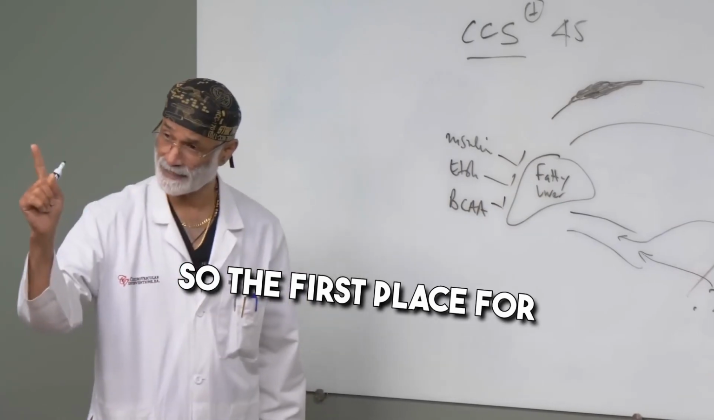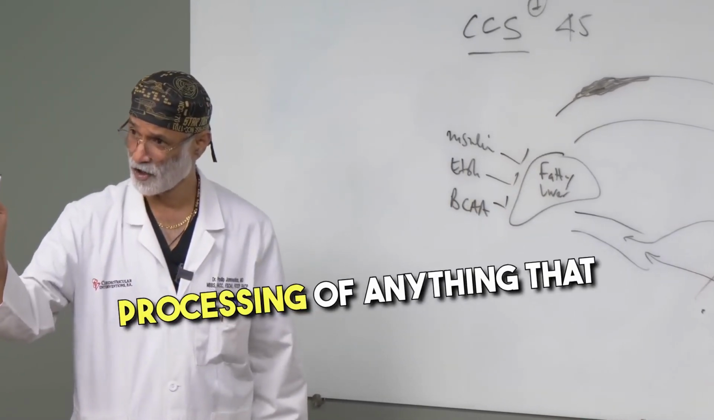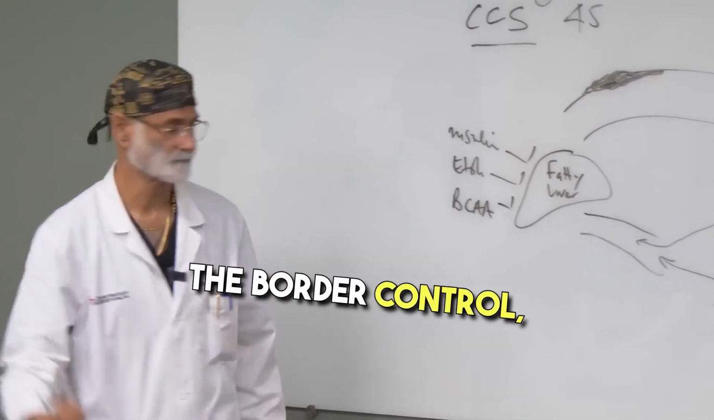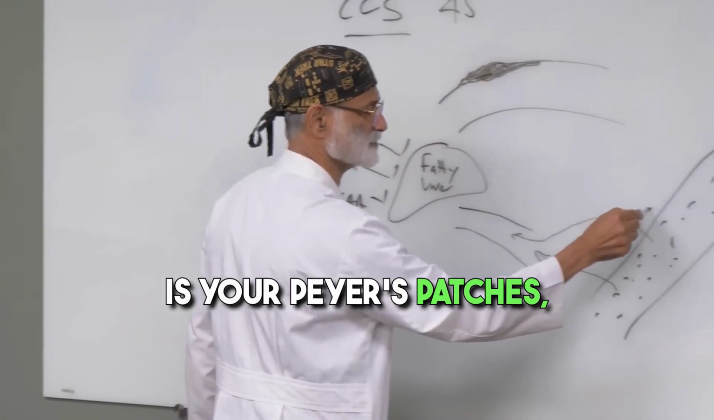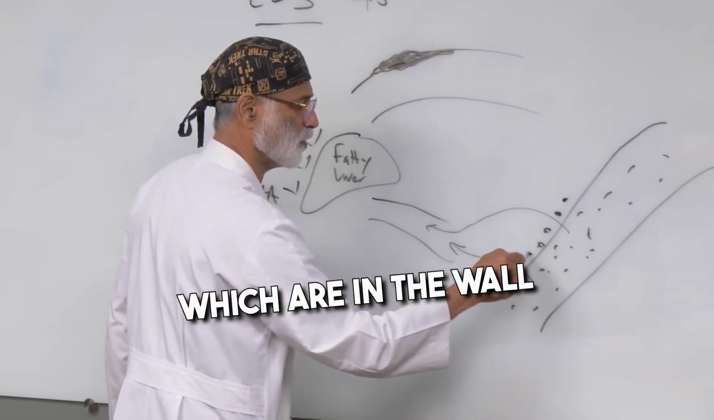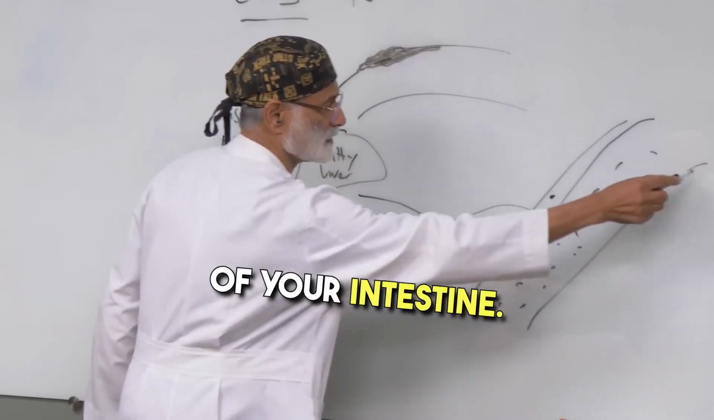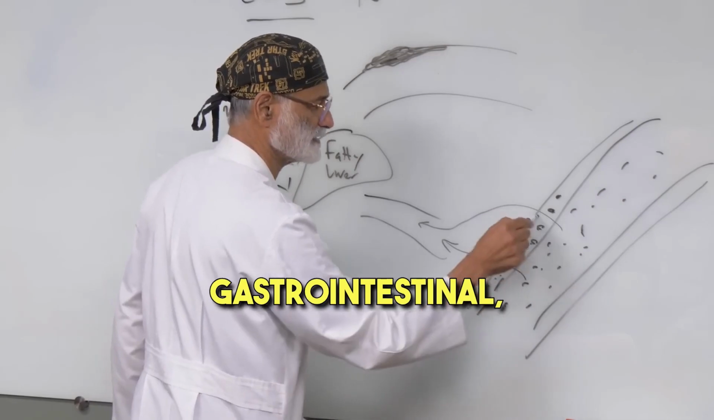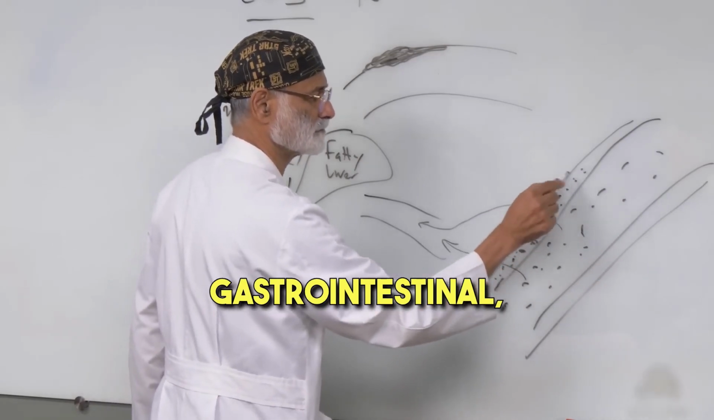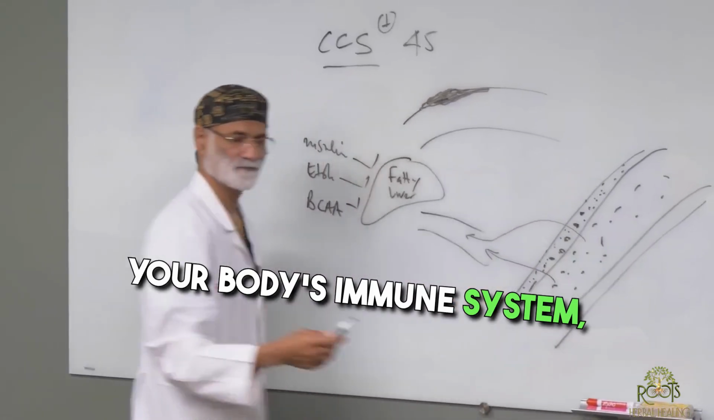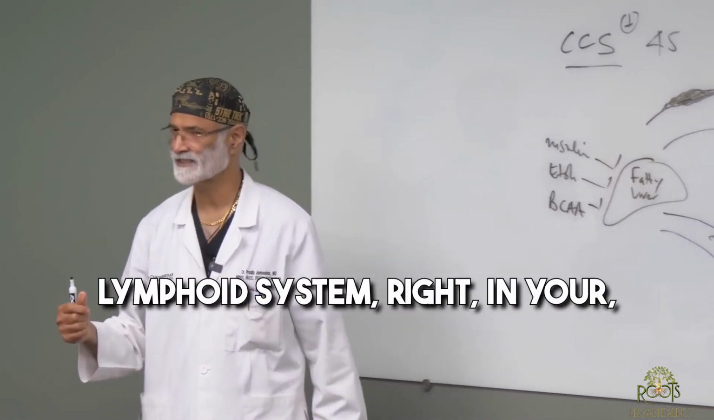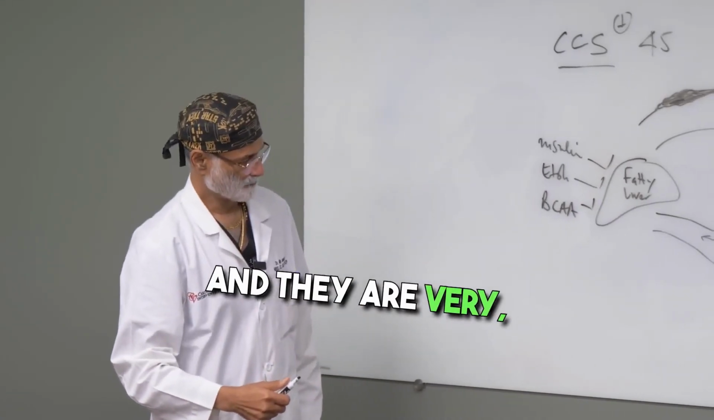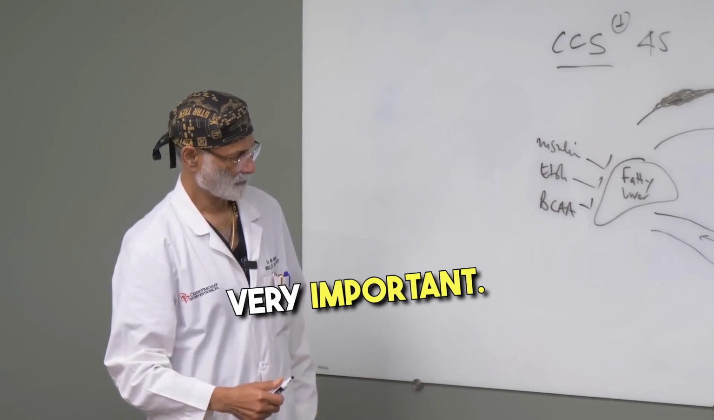The first place for processing of anything that comes into your body, the border control, is your Peyer's patches, which are in the wall of your intestine. These are gastrointestinal, your body's immune system, lymphoid system, right? In the walls. And they are very, very important.